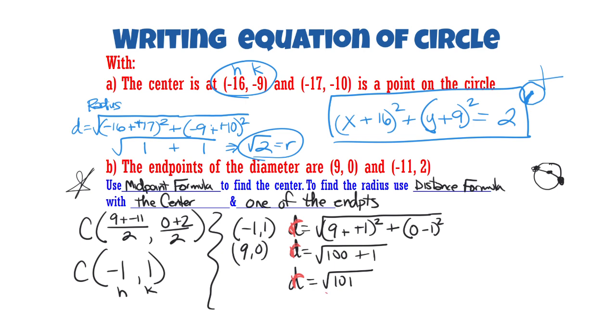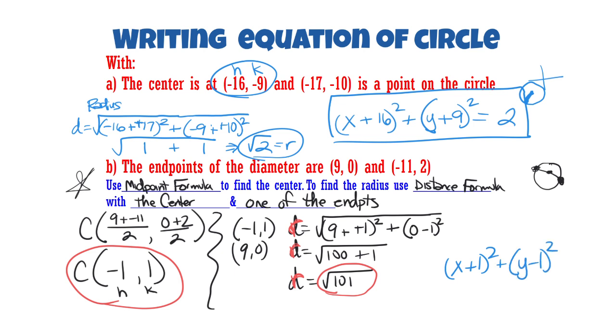Now, even if this square root of 101 would reduce, I don't really want to reduce it because in the formula, I'm going to turn around and square it. So it's easiest just to leave it as it is. And now I'm ready to write my formula. It's going to be an x plus 1 squared plus y minus 1 squared, just using my center over here, equals, and it's the square root of 101 squared, which just gets me 101.